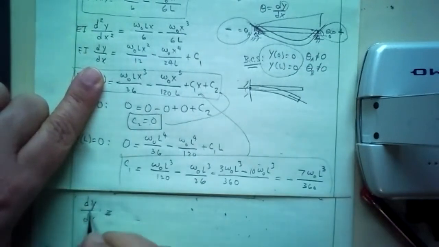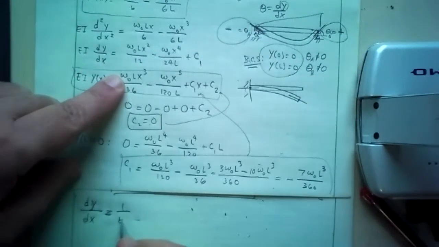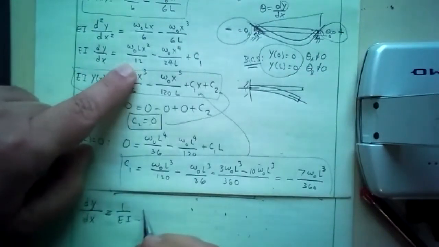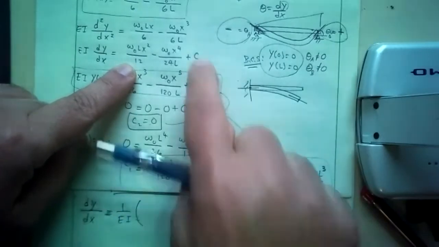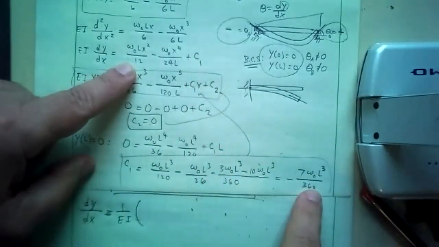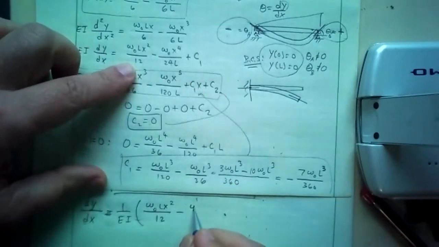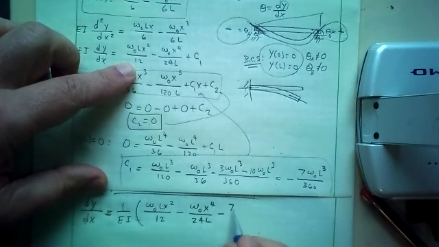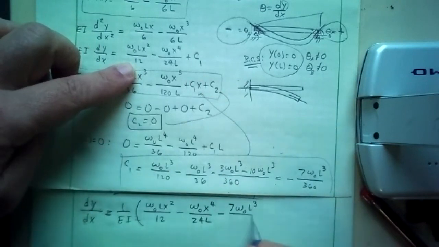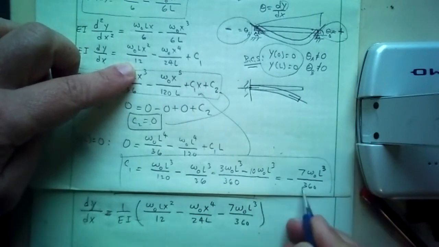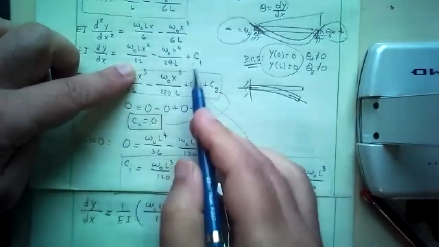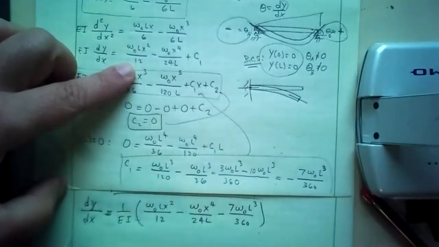This is the equation for the slope. 1 over EI times the quantity W naught L x squared over 12 minus W naught x to the 4th over 24L plus C1, and the C1 is minus 7 W naught L cubed over 360. So that's the equation for the slope.